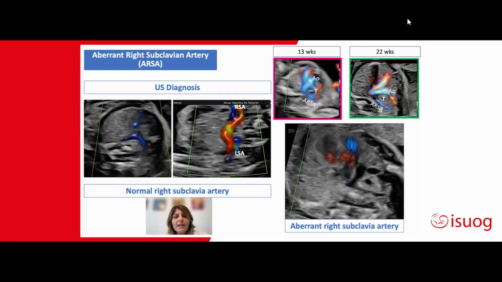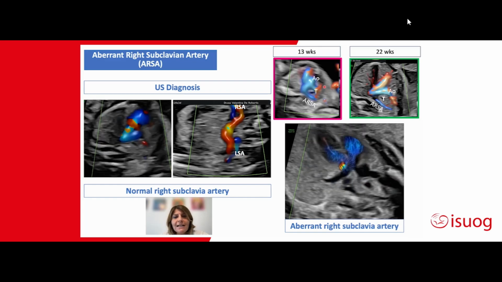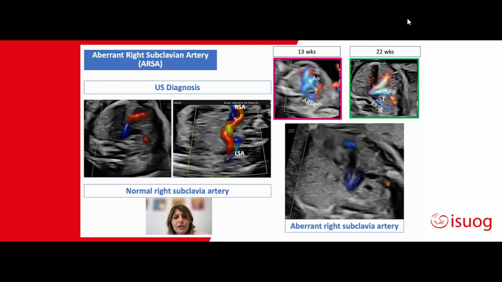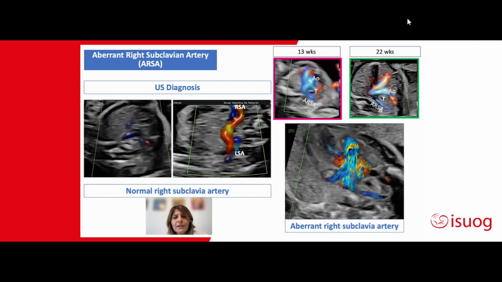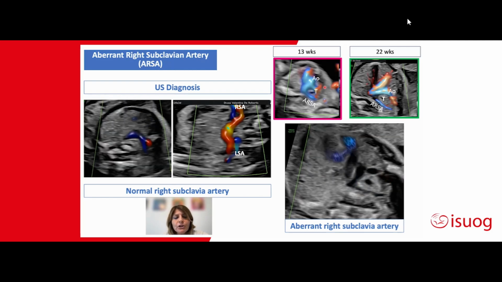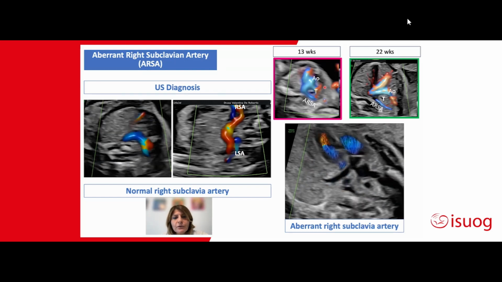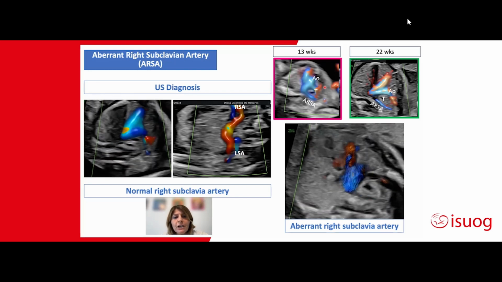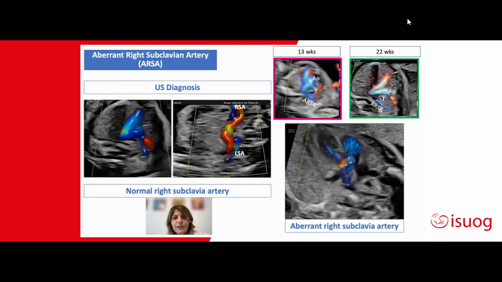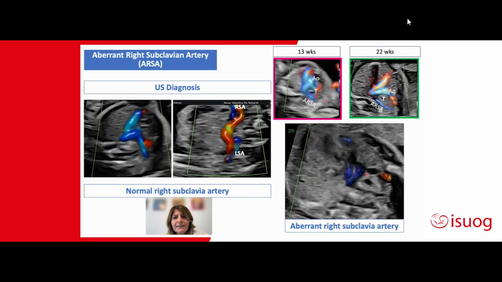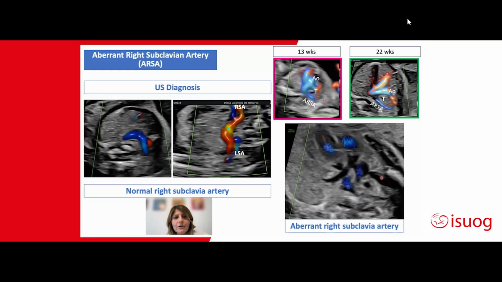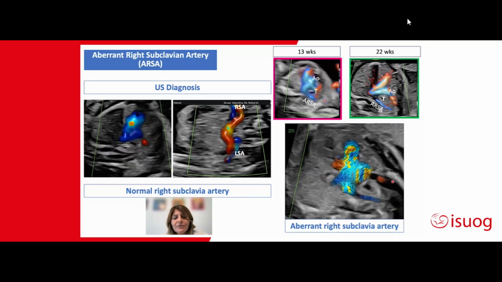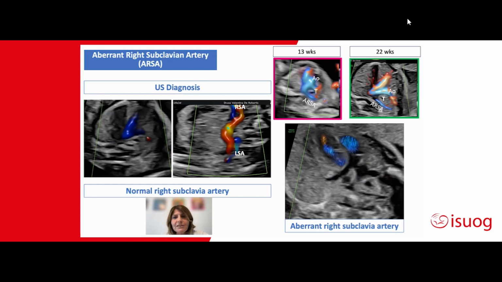An aberrant subclavian artery can be detected as early as the first trimester and throughout the second trimester using color Doppler. It appears as a vessel originating at the junction of the aortic arch and ductus arteriosus, coursing posterior to the trachea toward the right shoulder. In this case, the right subclavian artery loses its typical S shape and the artery and vein are separated.